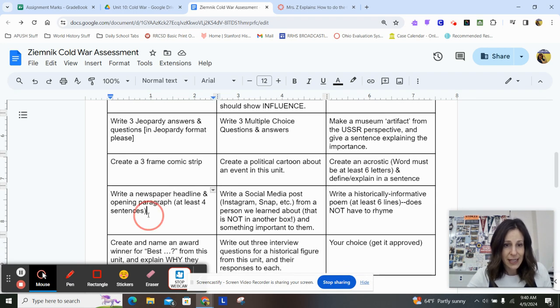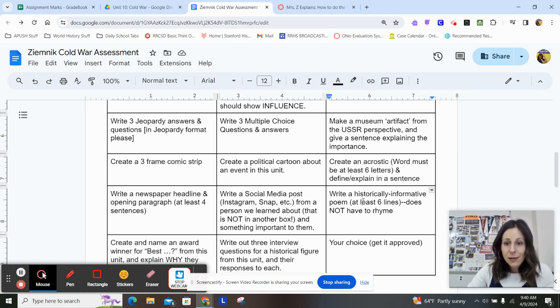Write a newspaper headline in an opening paragraph, at least 4 sentences. So, again, these are the people who enjoy writing more than drawing. I've got you. Write a social media post, Instagram, Snap, whatever, about a person we learned about that's not in another box. So, you can't double dip on a person here. It has to be somebody different related to a different topic and something important to them.